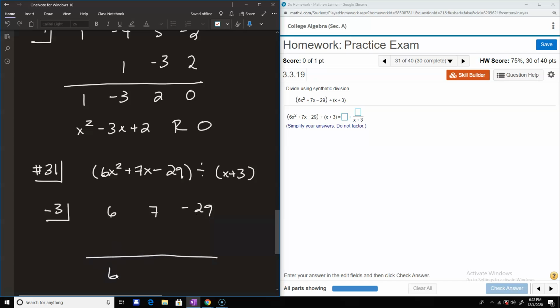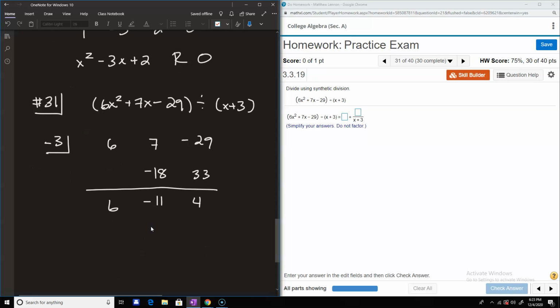So again, bring the 6 down to start. 6 times -3 is -18. 7 minus 18 is -11. -11 times -3 is +33. And then when you add, you get 4. So this one is 6x minus 11 with a remainder of 4.